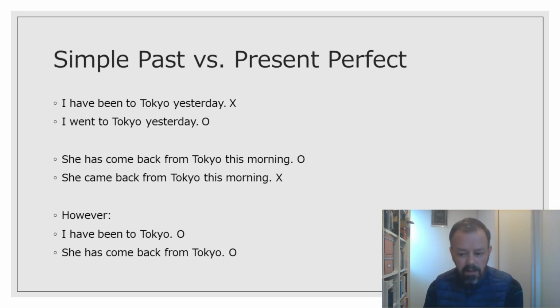There are various types of mistakes that people make, but the one I see most often is using have when we don't need to use it. In other words, an overuse of the present perfect tense. That is the issue here. So let's look at some examples. I have been to Tokyo yesterday. This is a big but. I went to Tokyo yesterday is a big maru.